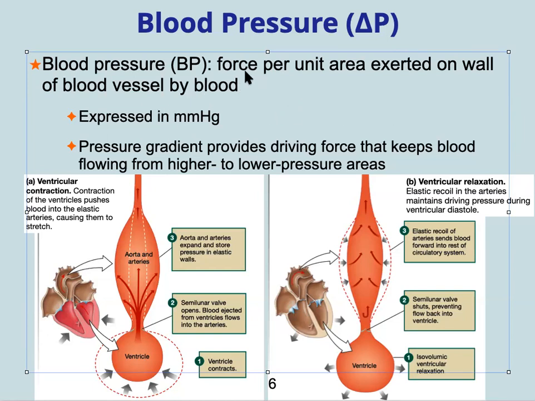So blood pressure is defined as force per unit area exerted on a blood vessel by blood. And it's oftentimes expressed in the unit of millimeters of mercury. So the pressure gradient, or the delta P, provides a driving force that ensures blood continues to flow from higher to lower pressure areas.